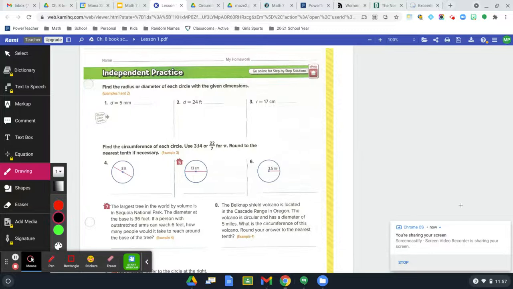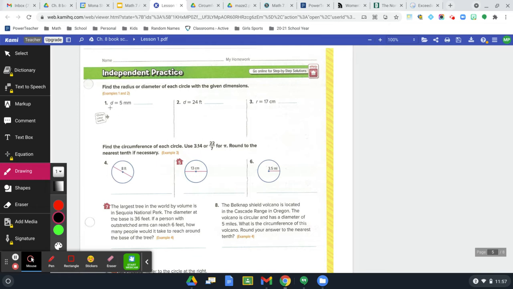We are on page 617 right now, and we're going to just do a couple of problems, and then I'm going to get you going on the worksheet so you have time to work today. So on the independent practice on 617, with your calculator right next to you, looking at number 1.